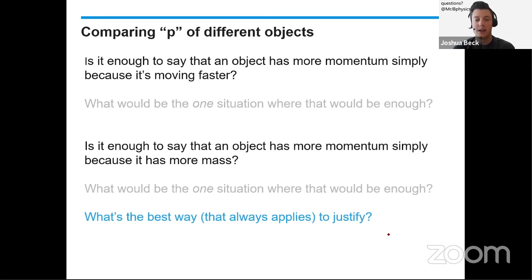But what's the best way to always justify which of two objects has more momentum? Well, you can use this phrase right here. The product of mv. The product of mv is what's important. Yes, mass plays a role. Yes, velocity plays a role. So if you want to figure out which object has more momentum or less momentum, don't just compare m and v, compare the product of m and v. Okay, that's a surefire way that you can make sure you're explaining things thoroughly.